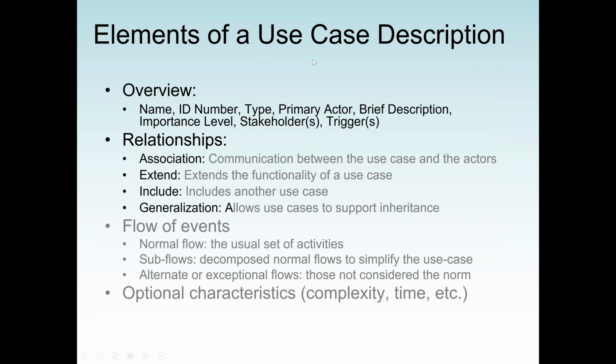And we talk about the elements of a use case description. In the overview, we can have the name, the ID, type, primary actor, brief description, importance. These are all names that we can give to the system. Relationship can be association, which is communication between the use case and the actor. We can also have an extend relationship, which normally will extend the functionality of the use case. Then we can include another use case, which is include. Or generalization, which allows a use case to support inheritance.